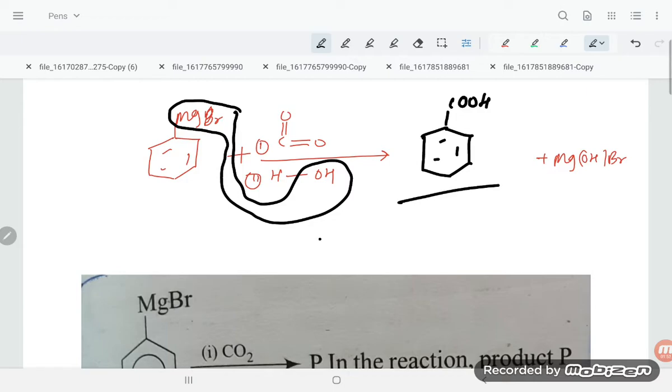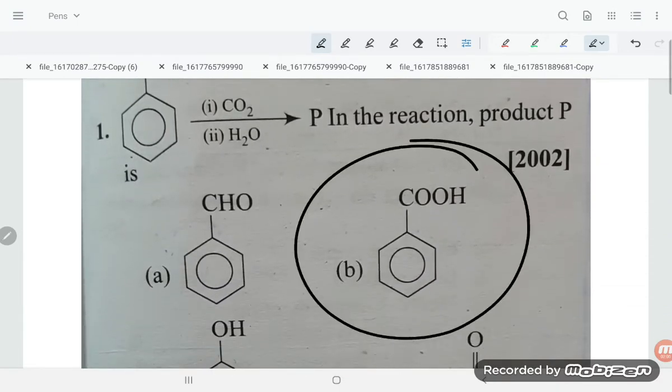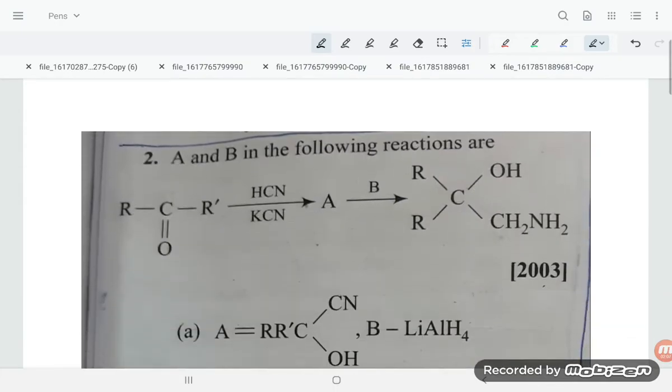It will be COOH. This is benzoic acid. We have to keep in mind, students, that the compound formed is benzoic acid. The correct option is option B. This question was asked in 2002. Okay, let us go with the next problem, students.